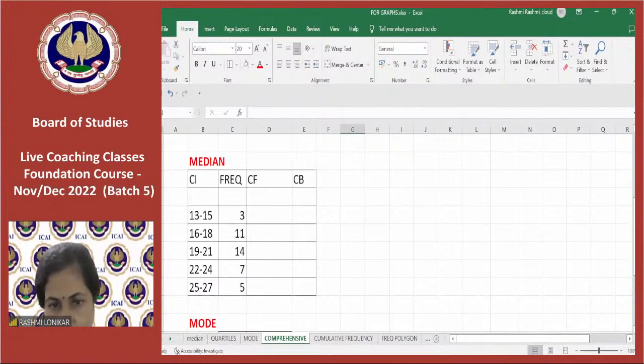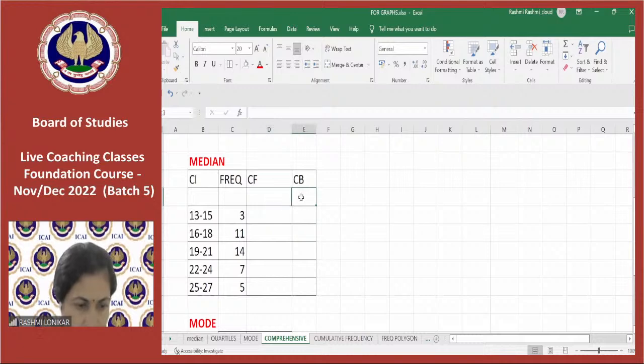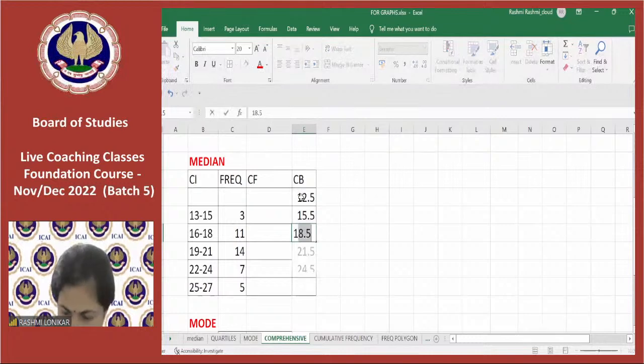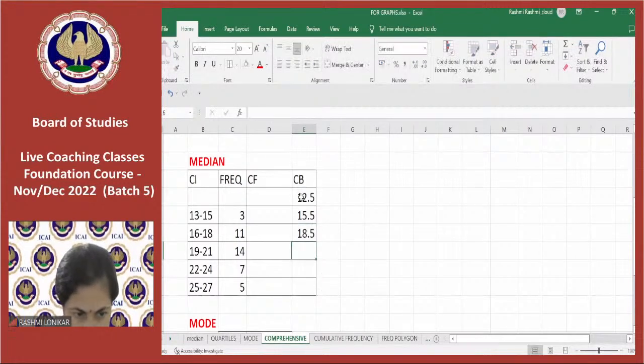Okay. So, what will be here? It will be 12.5. Then you have 15.5. Then you have 18.5. Then 21.5, 24.5 and 27.5.